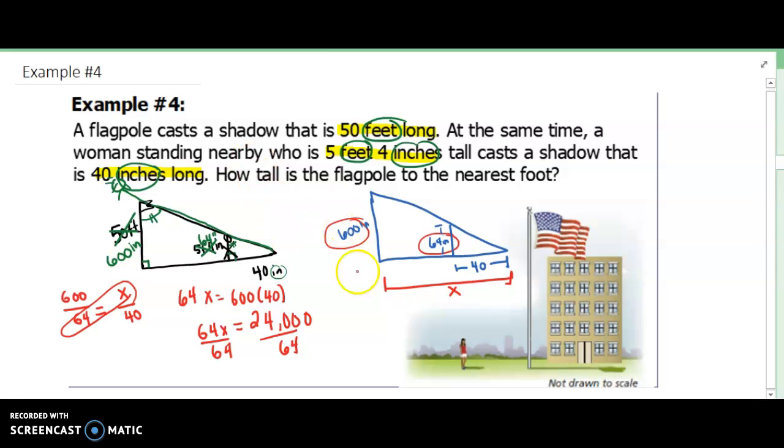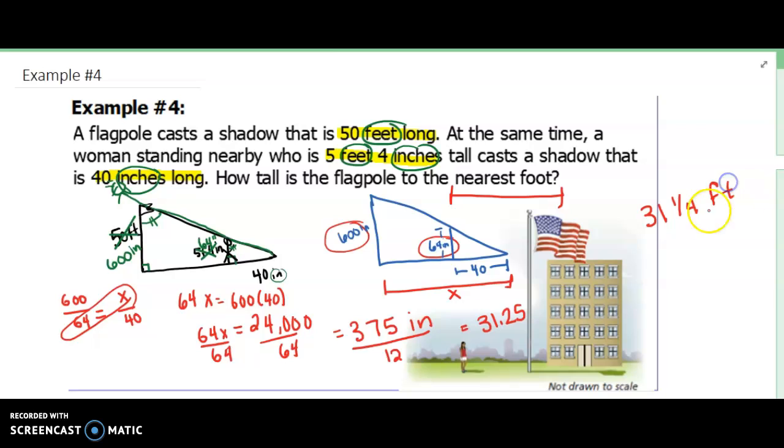I get 375. Now remember, that is inches. Okay, I want to know how tall the flagpole is to the nearest foot. So I'm going to divide this by 12, because there's 12 inches in a foot, and I get 31.25, or 31 1/4 foot. Or it says round, oh, it doesn't say round. How tall is the flagpole? To the nearest foot, so that's rounding. So 31 foot tall.